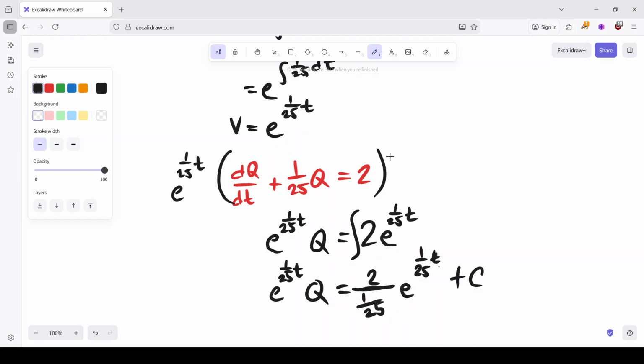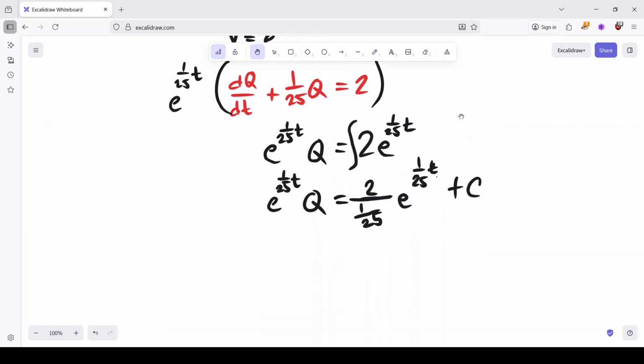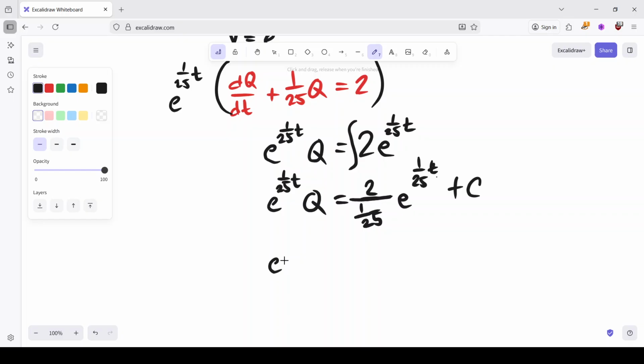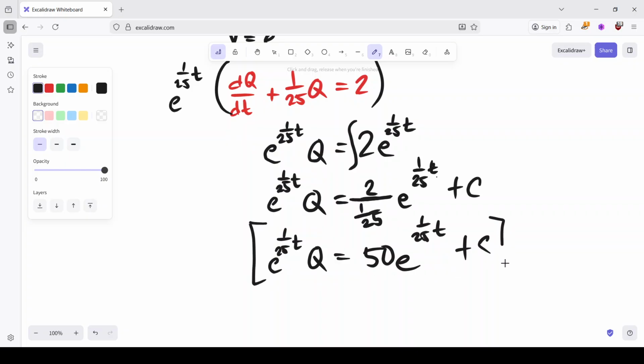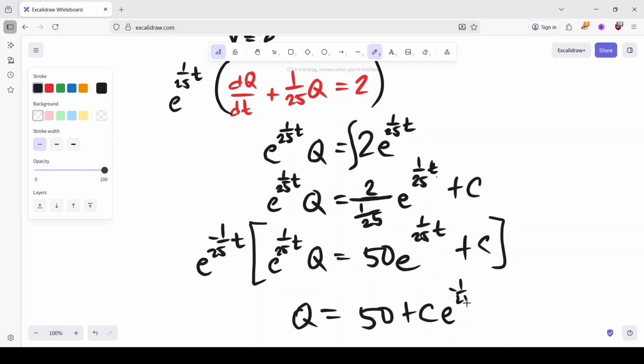Then 2 over 1 over 25, simplifying this one, will be equal to 50. So we will have e raised to 1 over 25t Q is equal to 50 e raised to 1 over 25t plus c. Then we can simplify by multiplying both sides by e raised to negative 1 over 25t. So Q is equal to 50 plus c e raised to negative 1 over 25t.